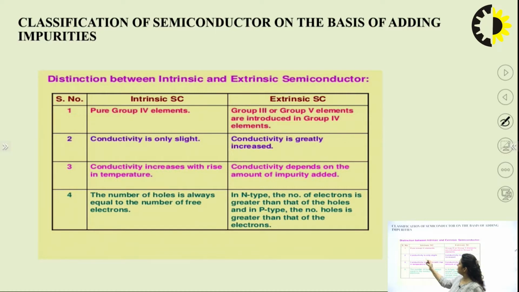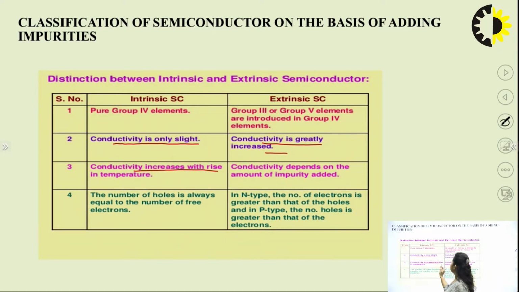In the case of the intrinsic semiconductor, there is only a slight conductivity because it is a pure type of semiconductor. On the other hand, the conductivity of extrinsic semiconductors is greatly increased. We can easily increase the conductivity of the pure semiconductor by adding impurities of third group or fifth group elements. Similarly, conductivity increases.